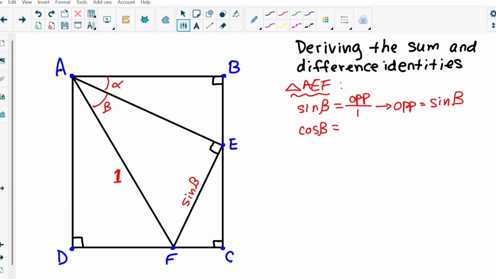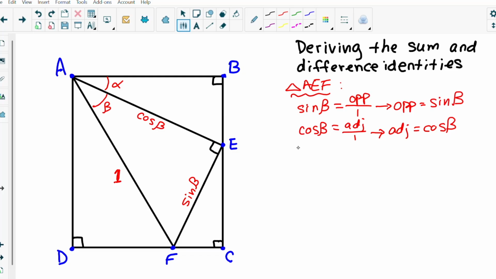Okay, let's do the same thing with the cosine of beta. Well, that's the adjacent side here. Cosine of beta is adjacent divided by the hypotenuse, which is 1. And so the adjacent side equals cosine of beta. So let's label that. The adjacent side here is cosine of beta.